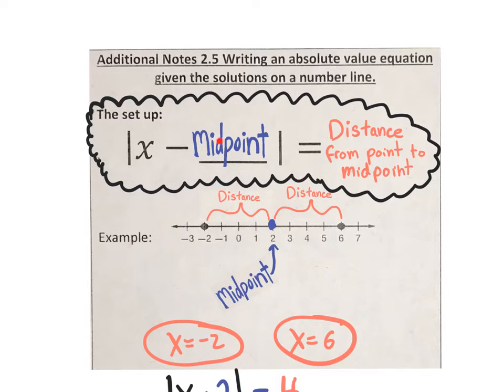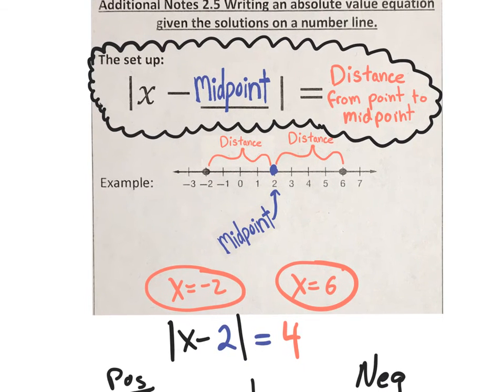Plug in that value of 2 right there, and then you count the distance from the midpoint to the other point, or from the point to the midpoint, which is 4 units. So again, the midpoint was 2, that's why I put a 2 right here inside of the absolute value. It's always x minus. And the distance was 4, so we put a 4 out here. That's our equation, and that's how you do it.